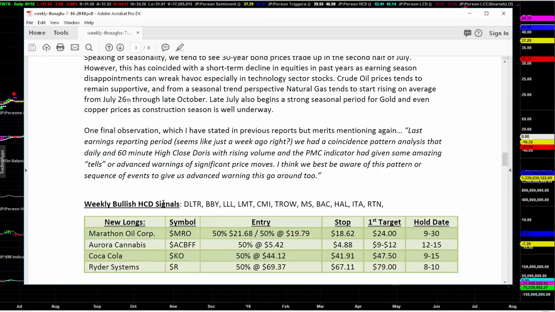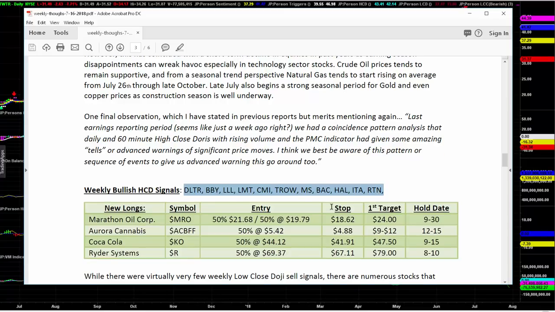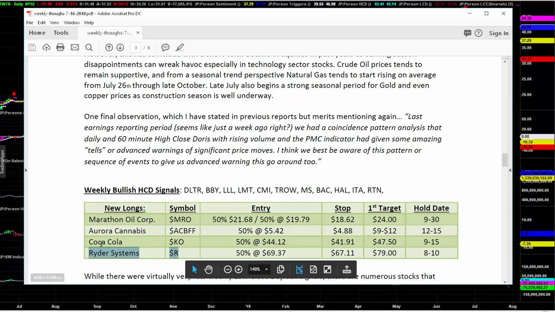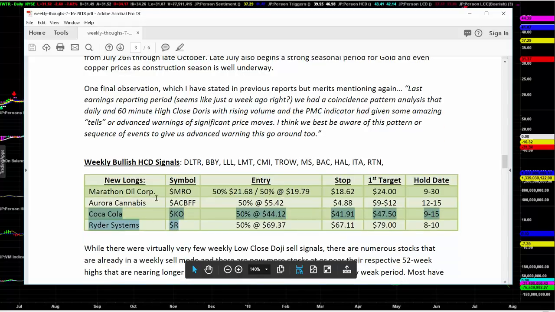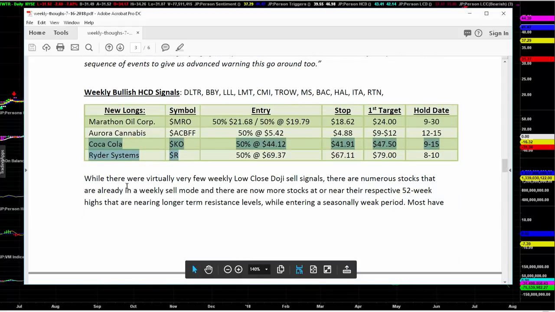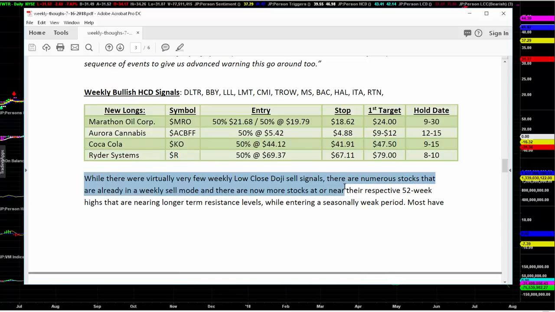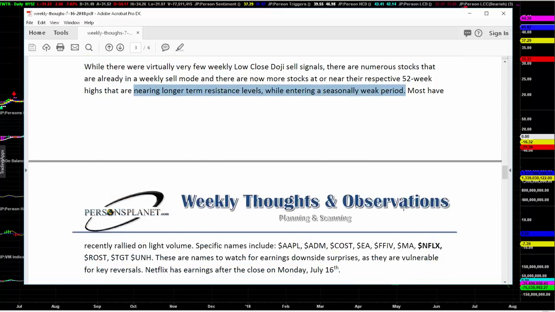Well, we were talking about bullish buy signals between these names right here back then, right? Certain trades to look at like Ryder and Coca-Cola ahead of where the market really went up to. Marathon Oil, for example. Now you'll notice that we also said here, and this is what's really important, while there are virtually very few low close doji signals, that's bearish by the way, there are numerous stocks that are already in a weekly sell mode, and now more stocks are at or near respective 52-week highs that are nearing long-term resistance while entering a seasonally weak period.